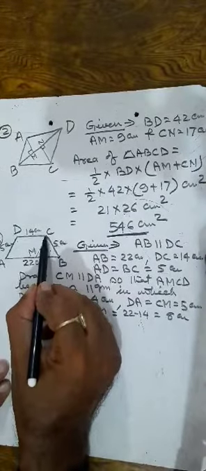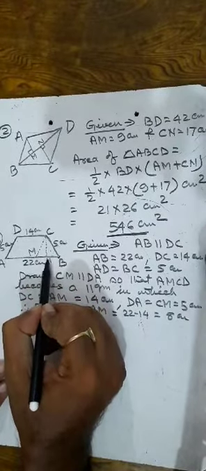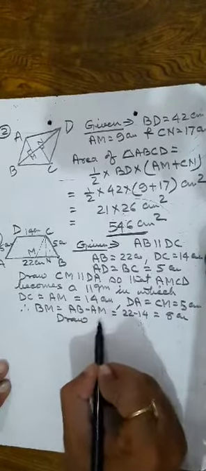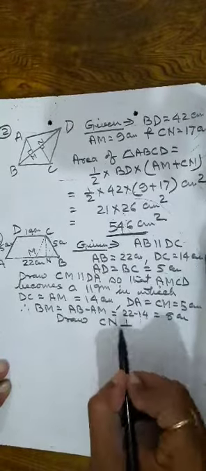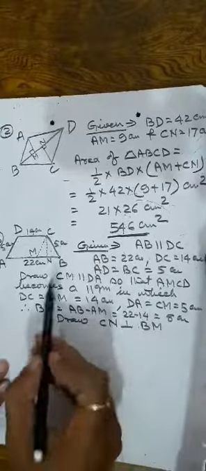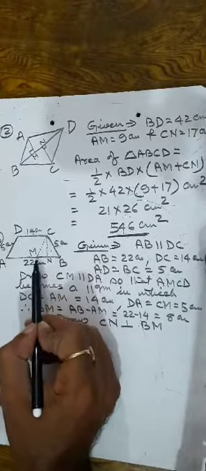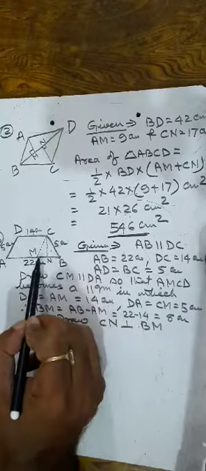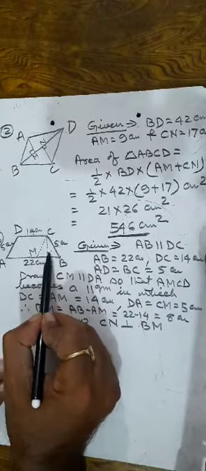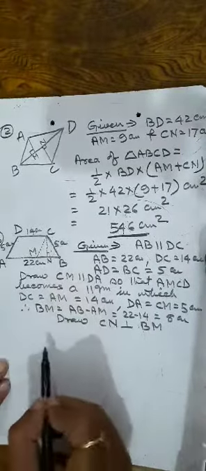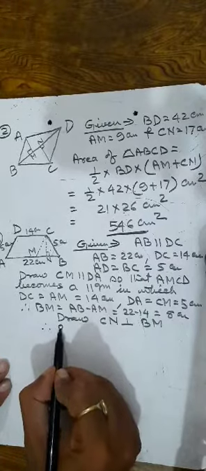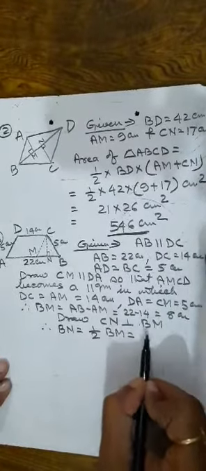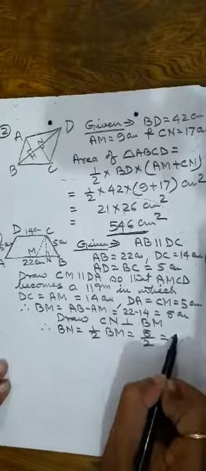Draw CN perpendicular to BM. BCM is an isosceles triangle. CM 5, BC 5, it is an isosceles triangle. In isosceles triangle, altitude bisects the base. Therefore, BN is equal to 1 by 2 BM, that is equal to 8 by 2, 4 centimeter.